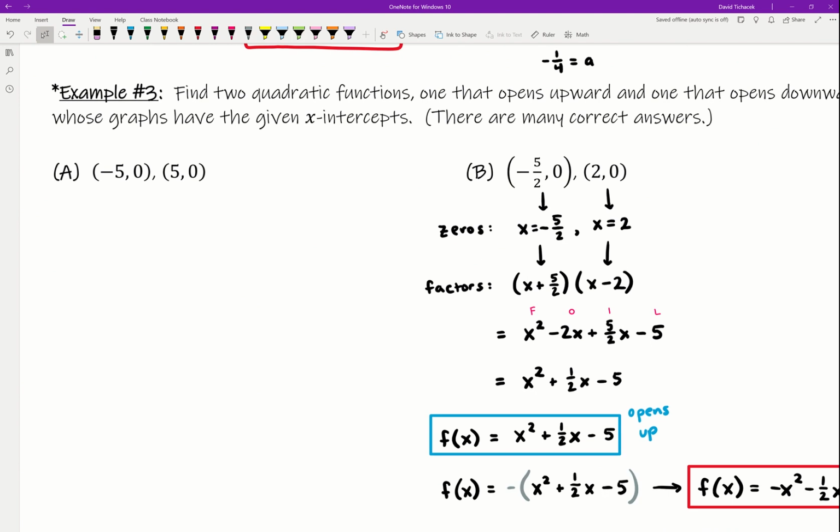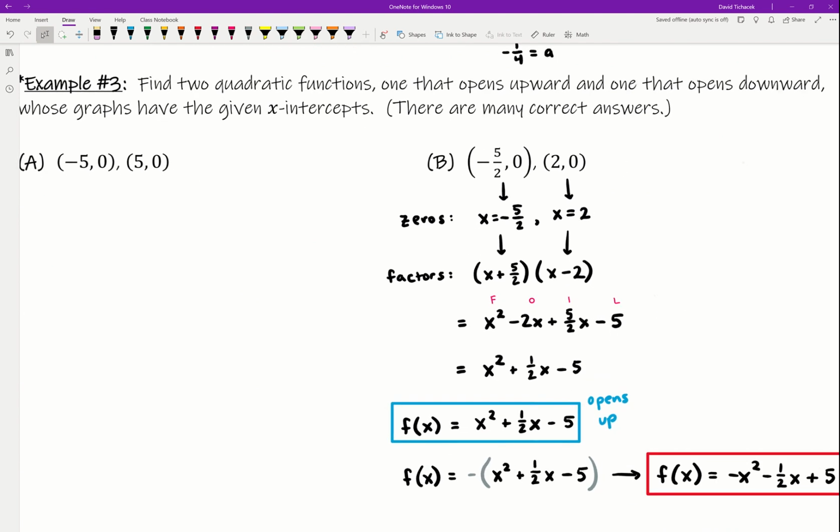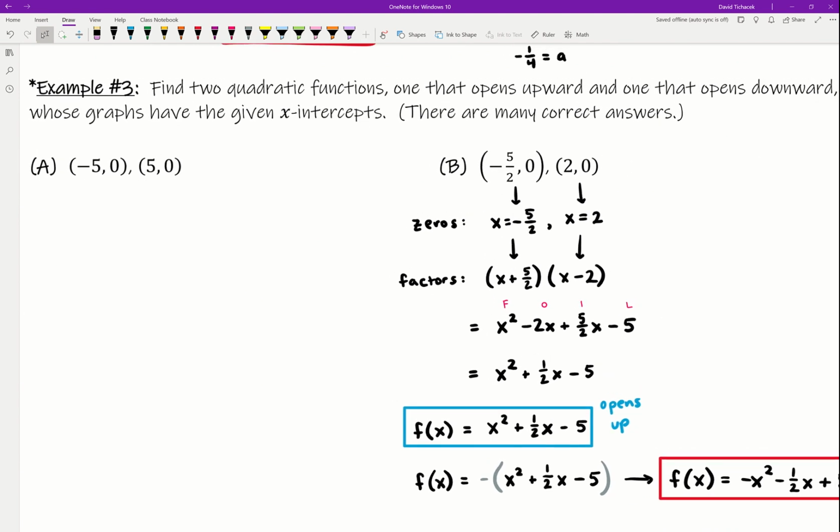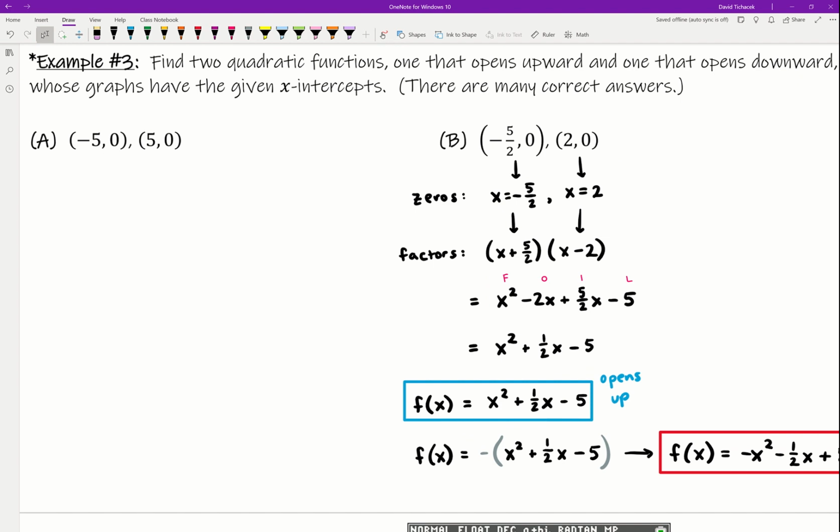in a little bit of a different way because they're going to ask us for a different question. So reading the directions here really quickly, it says find two quadratic functions, one that opens upward and one that opens downward, whose graphs have the given x-intercepts. And then it gives us the note there that there could be many different answers to this question, okay? You can see the work there for part B, which I'll go ahead and put back up here on the screen in a little bit.